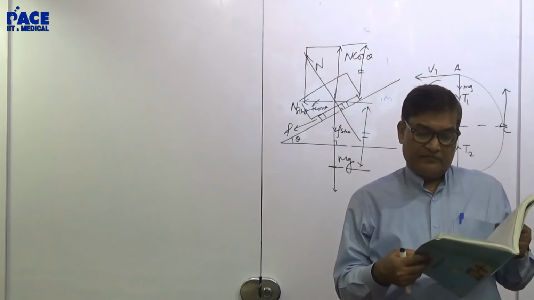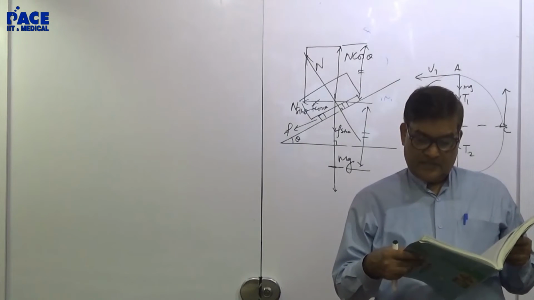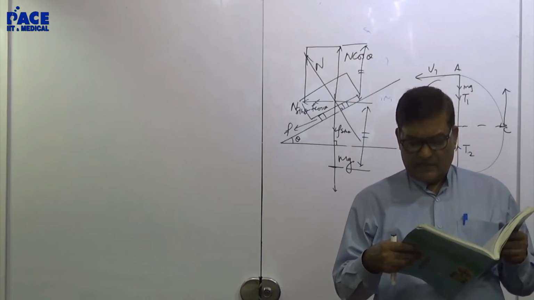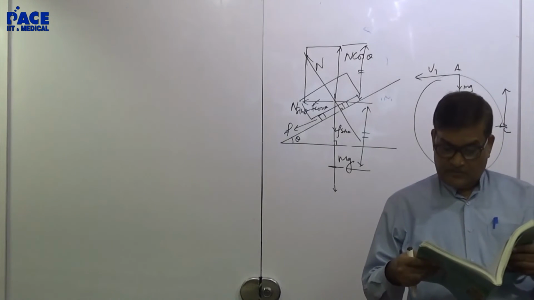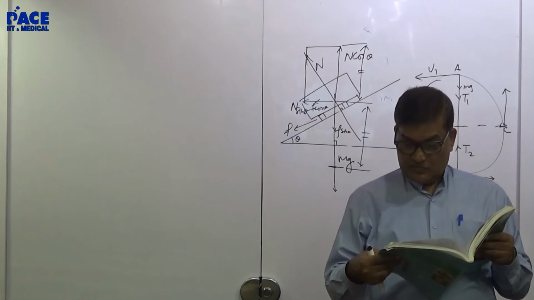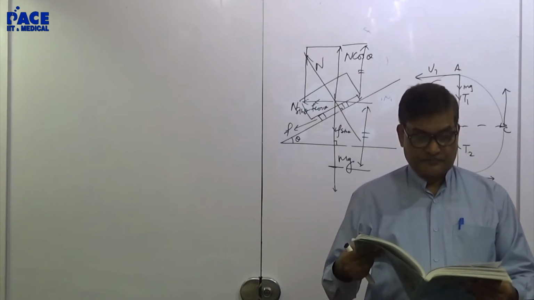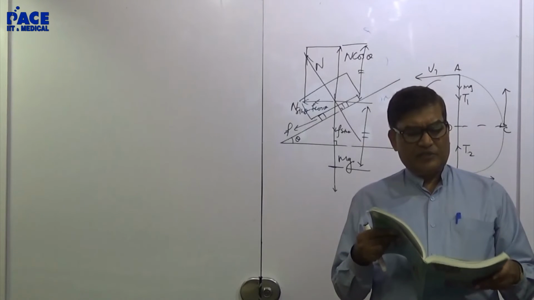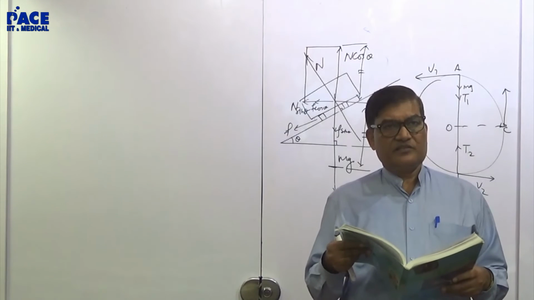Then time required to traverse semicircle, that can be asked as MCQ. In fact, it had come once. Then expression for period and frequency in cyclotron. Then limitations of cyclotron. 4 limitations are given.